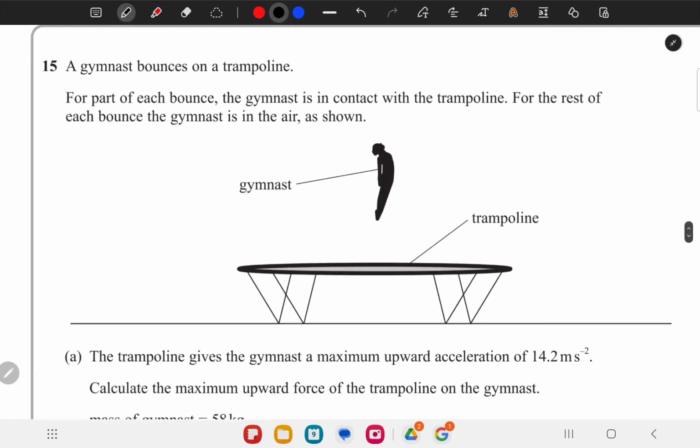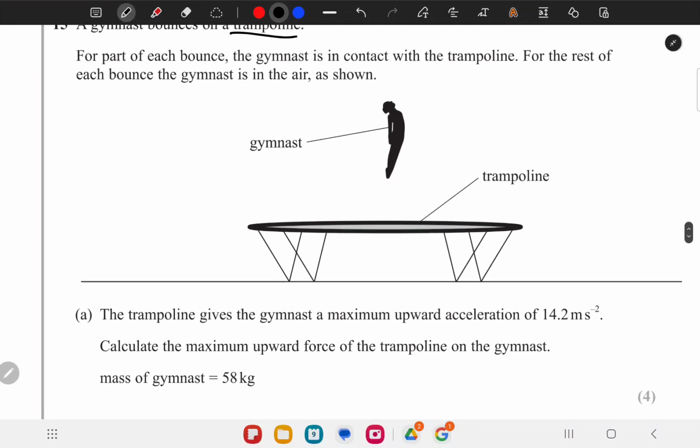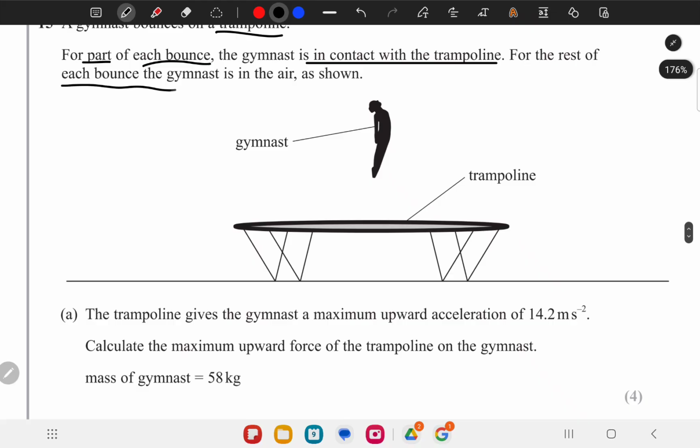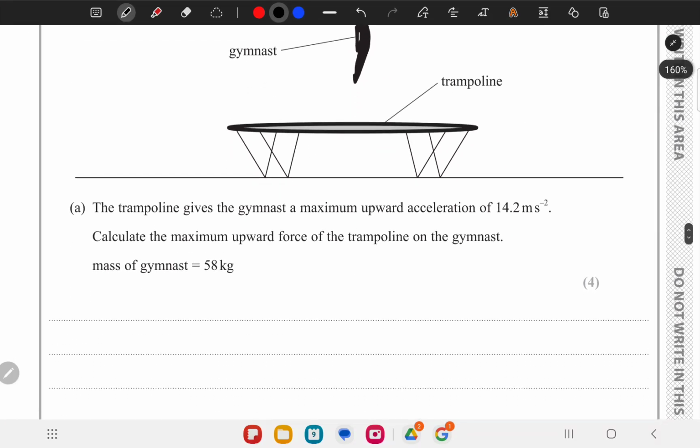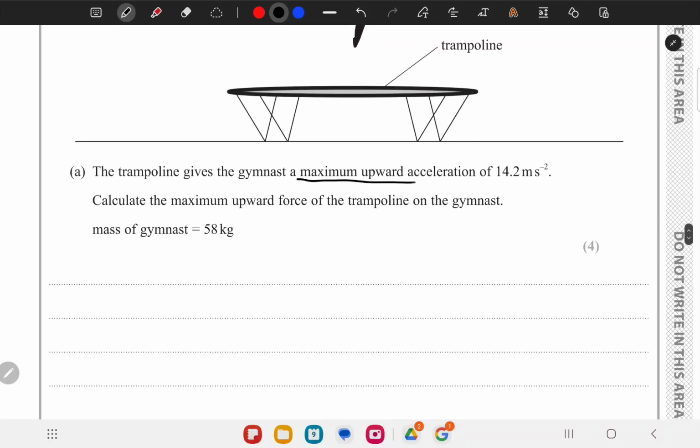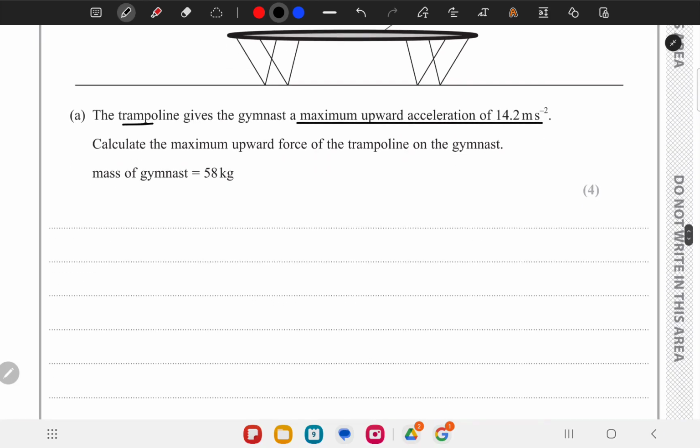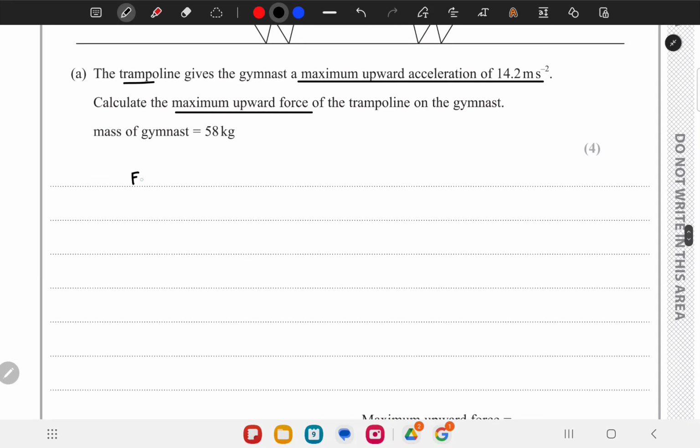Now moving on to question 15. We are told about a gymnast who bounces on a trampoline, and that for a part of each bounce the gymnast is in contact with the trampoline, and for the rest she is in the air. We are told the maximum upward acceleration is 14.2 meter per second square from the trampoline. We have to find the maximum upward force. We know that force is equal to mass into acceleration.